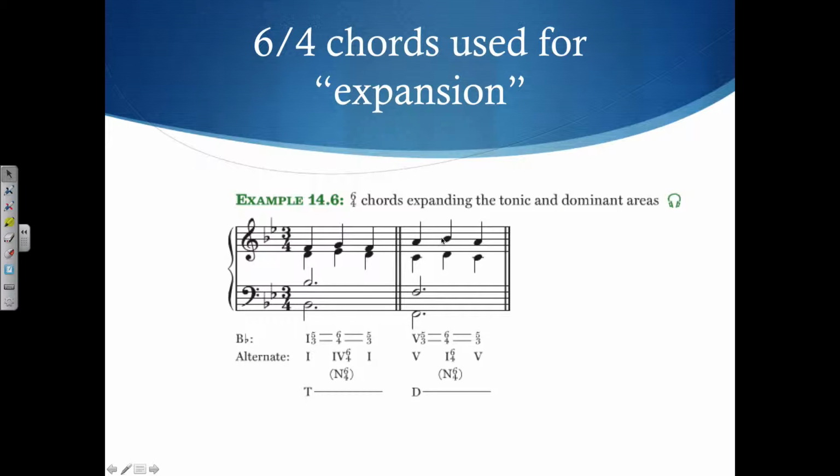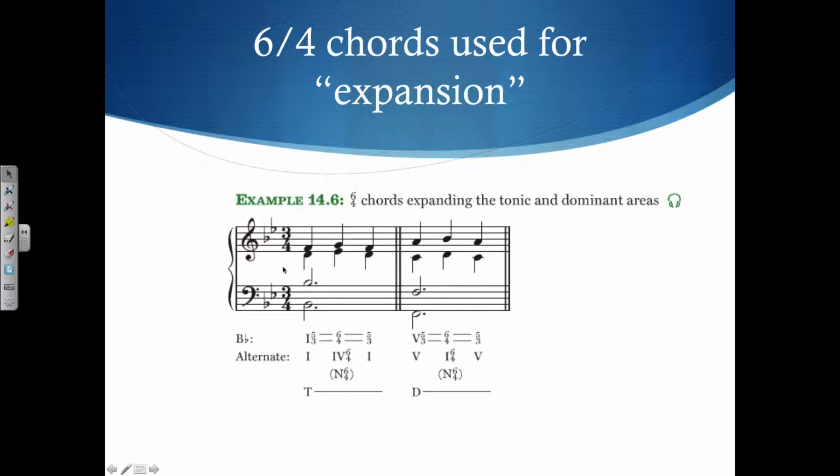Let's talk about some other 6/4 chords here in terms of what we mean by expansion. Now, expansion is exactly what it seems like. It's the idea that something is kind of stretched out. In this case, in music, it just takes a little bit longer. So we can see that this harmony, from a theoretical perspective, is just a 1.